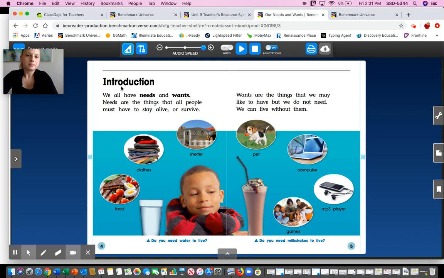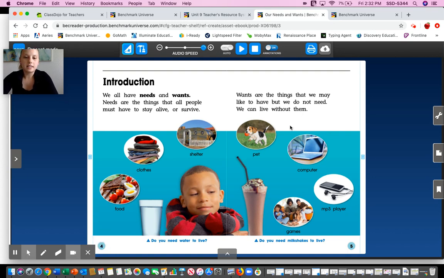All right. Here's the title for this page. It says Introduction. Remember, introduction introduces what we're going to be talking about in the story. It tells you what we're going to be talking about. Here we go. We all have needs and wants. Needs are the things that all people must have to stay alive or survive. Wants are the things that we may like to have, but we do not need. We can live without them, right?